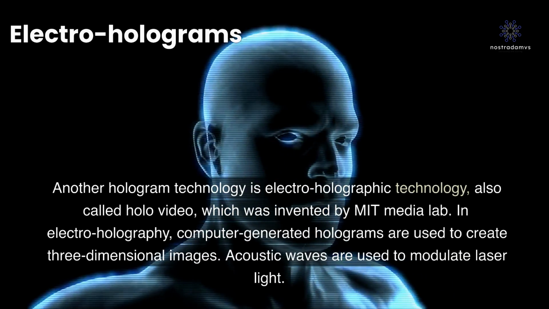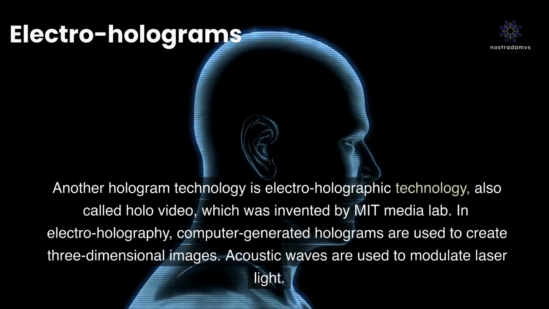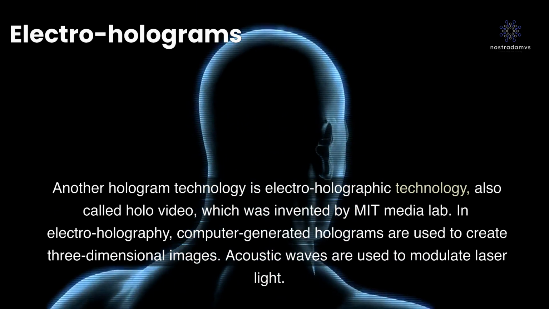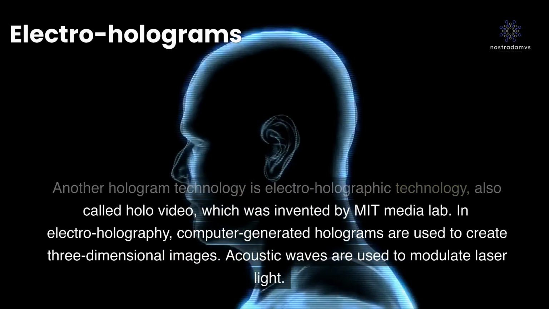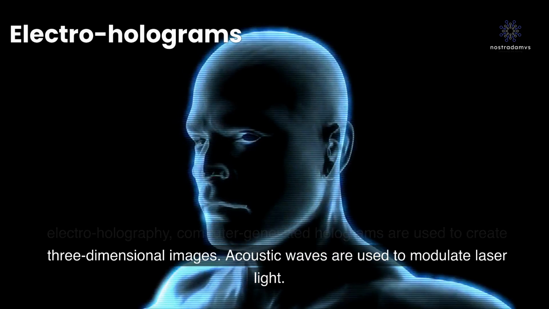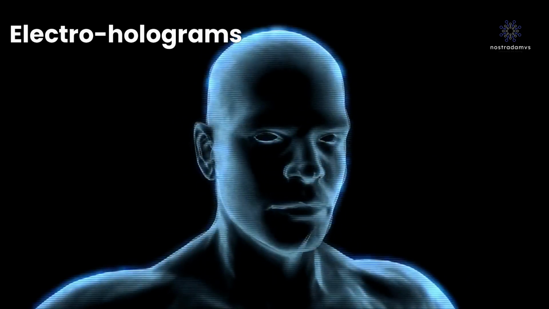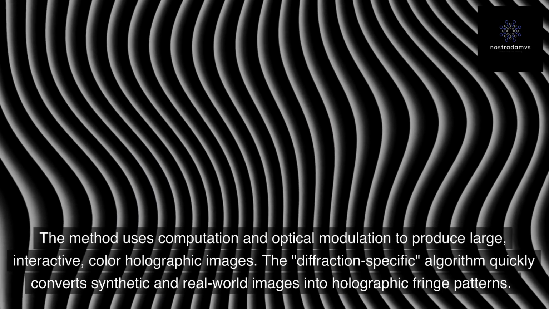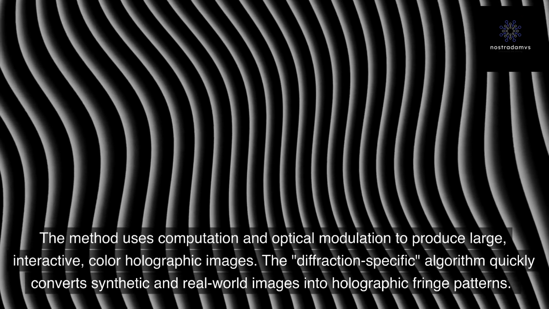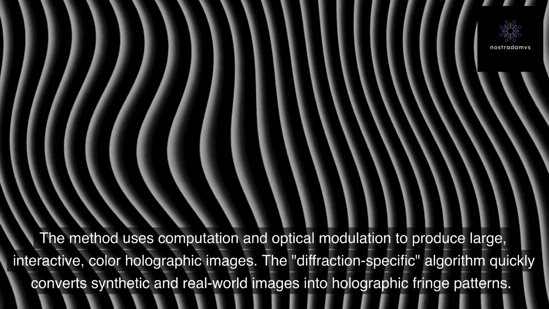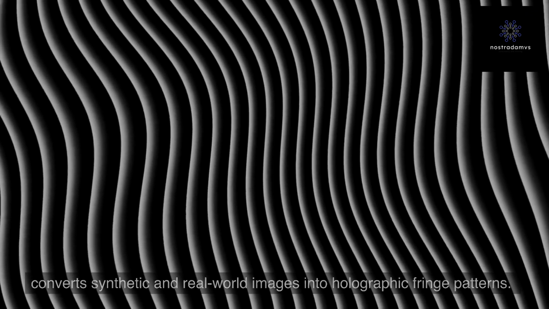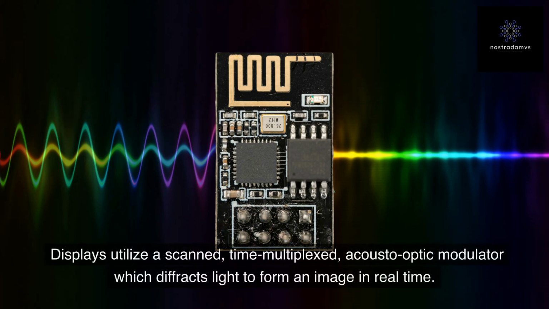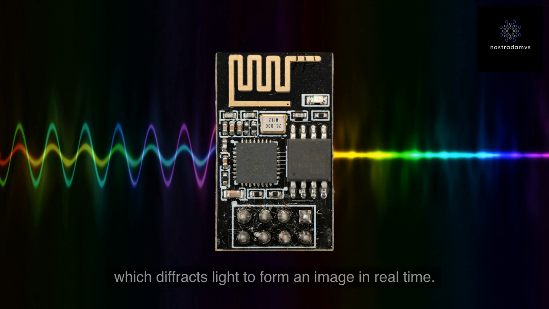Another hologram technology is electro-holographic technology, also called holo-video, which was invented by MIT Media Lab. In electro-holography, computer-generated holograms are used to create three-dimensional images. Acoustic waves are used to modulate laser light. The method uses computation and optical modulation to produce large, interactive, color holographic images. The diffraction-specific algorithm quickly converts synthetic and real-world images into holographic fringe patterns. Displays utilize a scanned, time-multiplexed, acousto-optic modulator which diffracts light to form an image in real time.